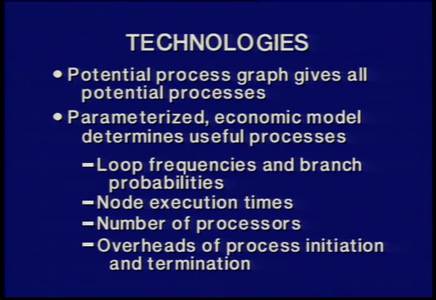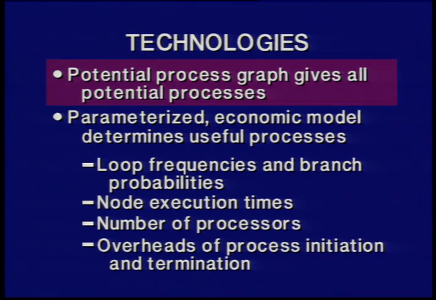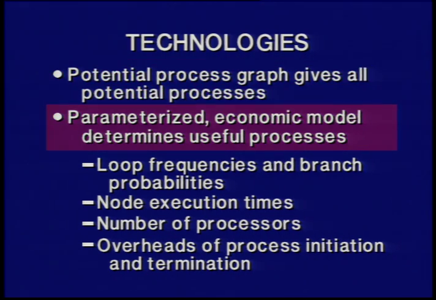The technique that we use is to take this potential process graph, the maximal process graph, and starting with that, use a parameterized economic model, which accounts for a lot of things about the program and about the target architecture, then bundle this maximal parallelism back up into useful parallelism. The input to this economic model would be things like the loop frequencies and branch probabilities. That can be guessed at, or in fact we can get that from previous executions of the program where we've collected information at runtime and held that.